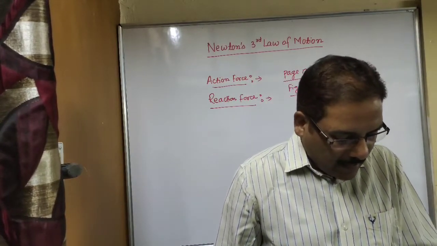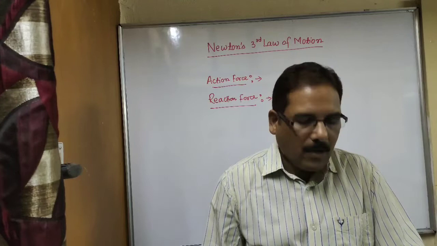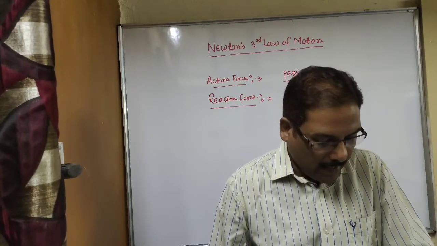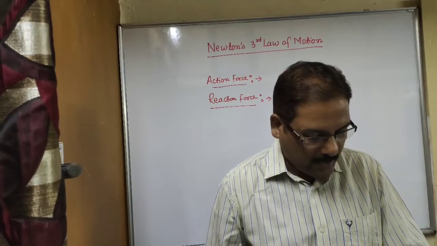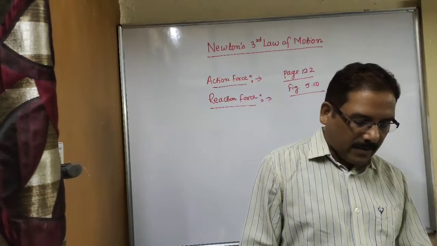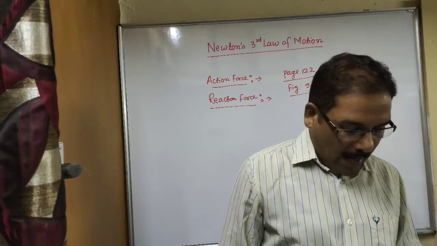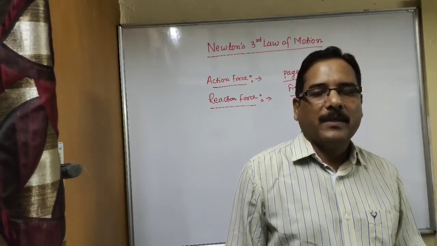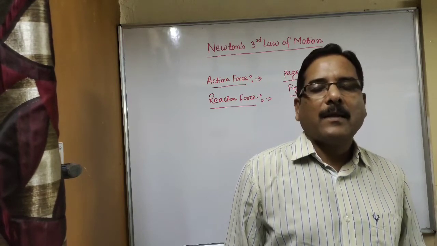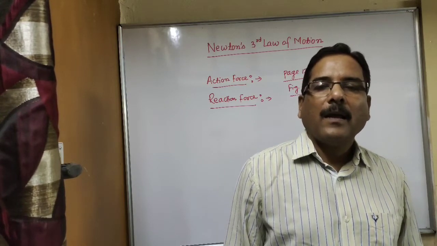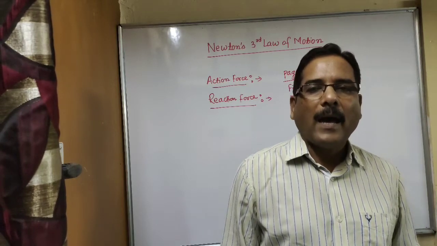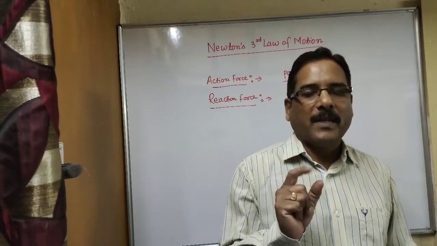This gives us an alternative statement of the third law of motion, that is, to every action there is an equal and opposite reaction. However, it must be remembered that action and reaction always act on two different objects. So this is a very important point. Although action and reaction forces are equal in magnitude, they always act on two different objects.